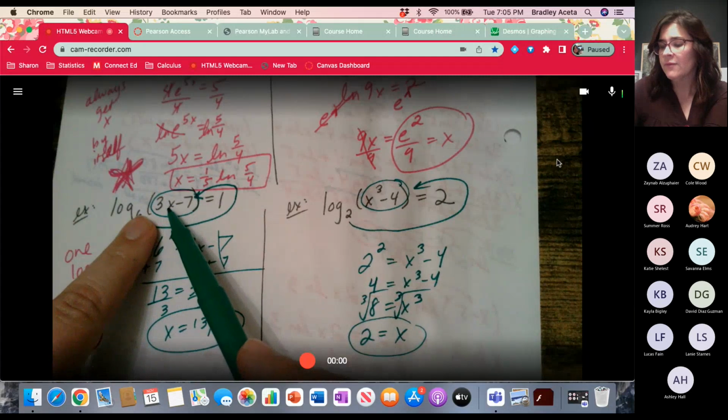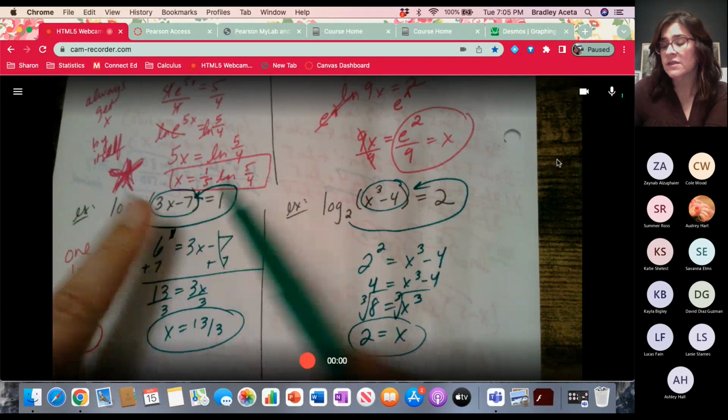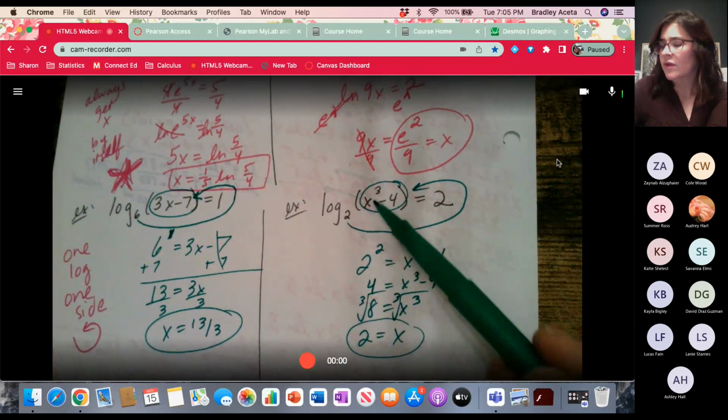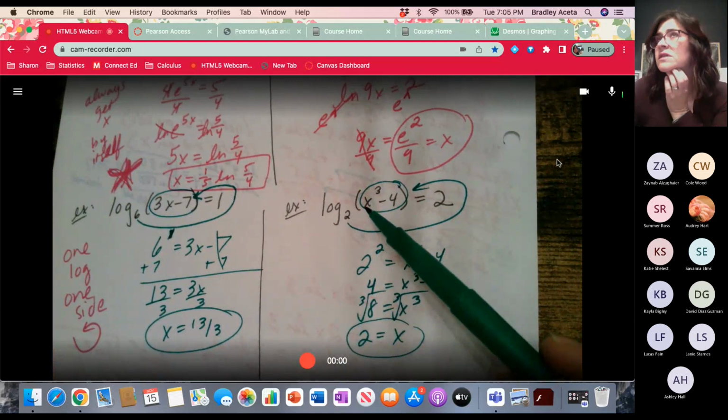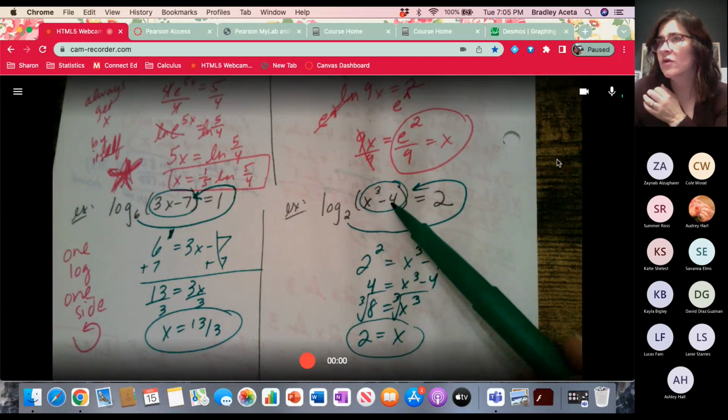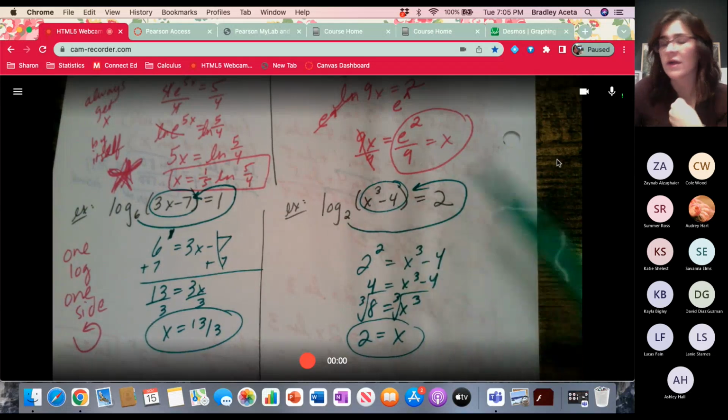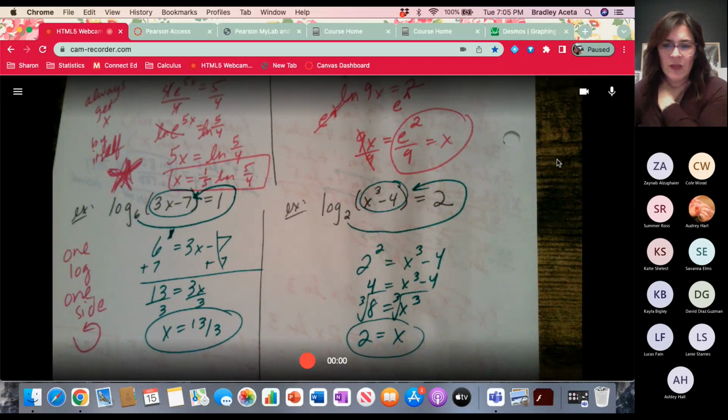13 over 3 times 3 is 13 minus 7 is 6. The log base 6 of 6 is 1. And then if I plug 2 in here, this is 2 to the second. 2 to the third is 8. 8 minus 4 is 4. Log base 2 of 4 is 2. Okay, so just make sure if you plug it in that it won't get you a 0.